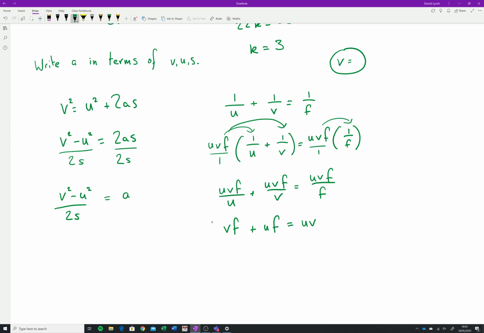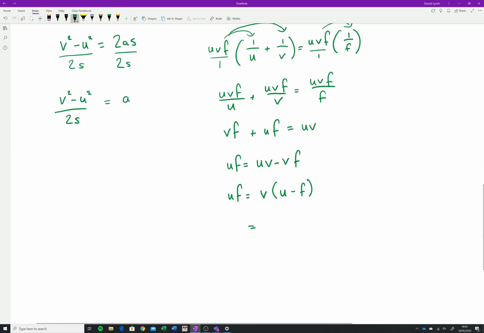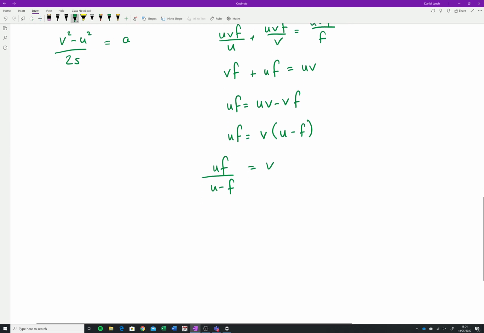We want to get v equals. Remember what I said. Anything that has a v in it to one side. So uf is equal to uv minus vf. So v over to one side. Now the real important thing to do here: if you have two v's, factorize. u minus f. Now to get v on its own, you simply divide both sides by u minus f. So we get v is equal to uf over u minus f. And that is changing the subject of a formula.